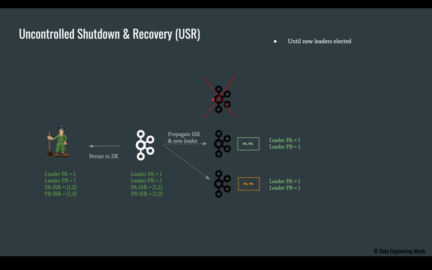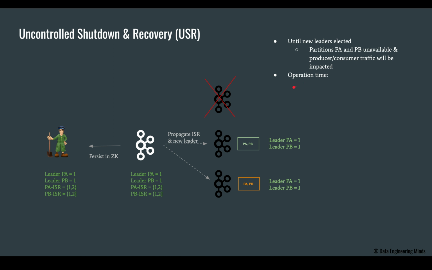This is because until the new leaders are elected, any producer or consumer traffic coming for the partitions PA and PB will be unavailable. This is because for both these partitions, the controller has not finished electing a new leader yet. Thus, the producer and consumer request for such partitions will time out.